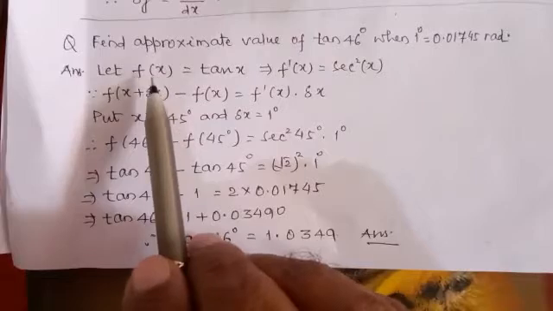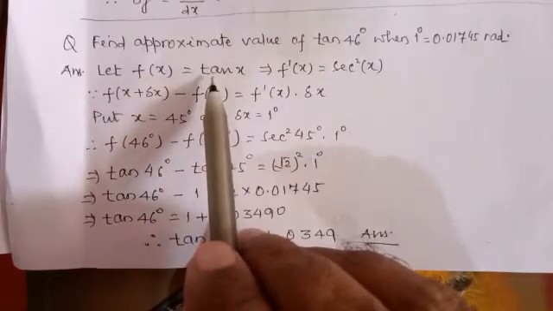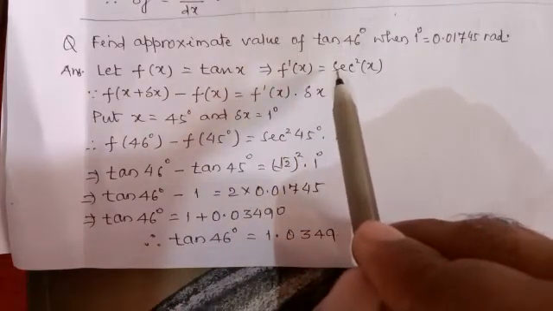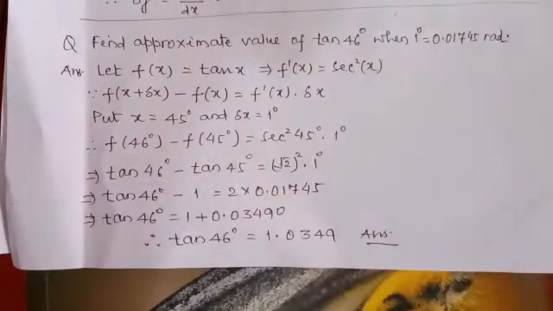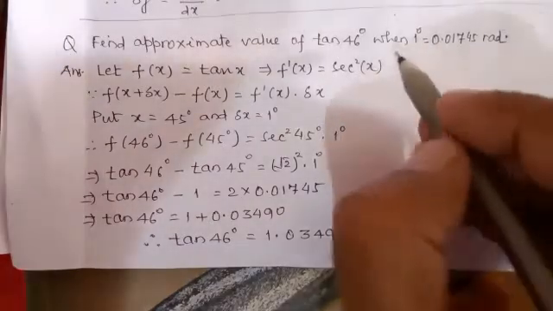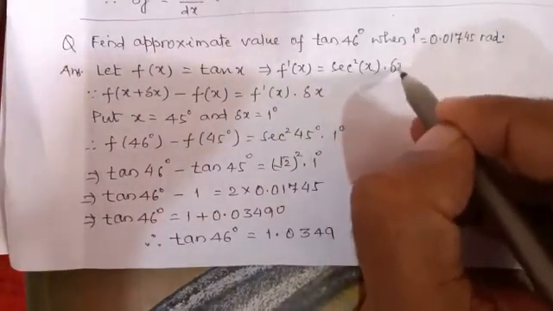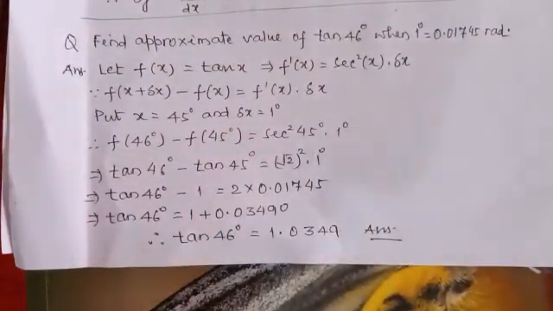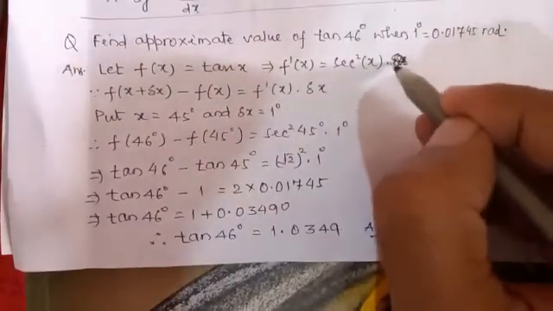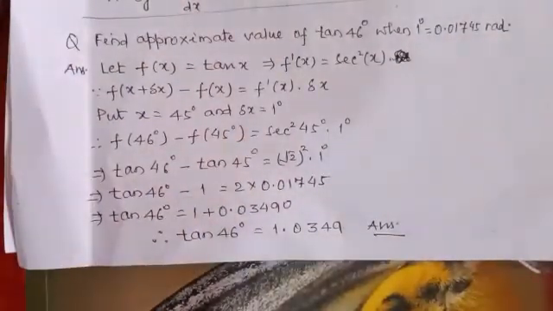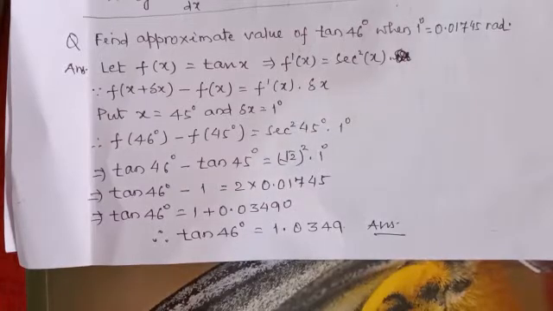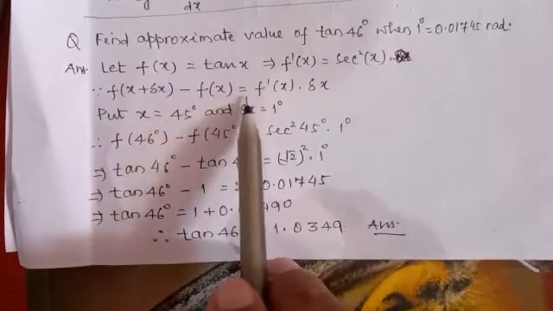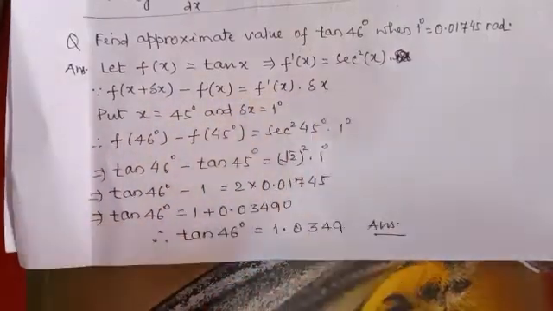So consider f(x) is equal to tan x. Differentiate it. f dash x is equal to sec square x. Now, sec square x into delta x, or you may write directly as sec square x. Apply the formula for approximation: f(x plus delta x) minus f(x) is equal to f dash x into delta x.